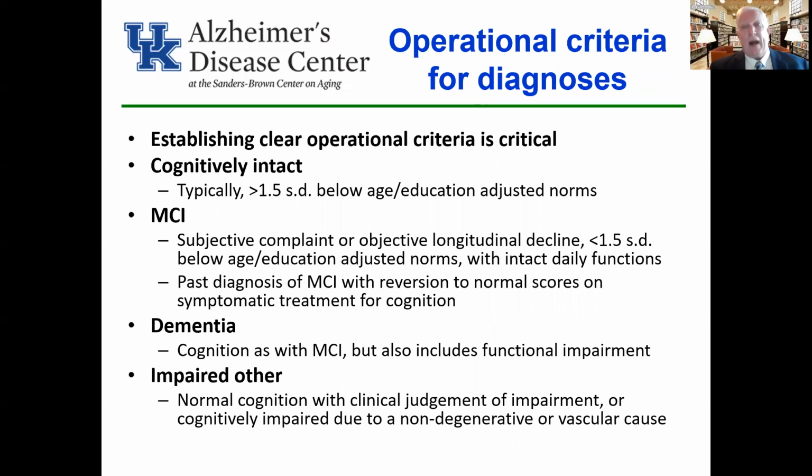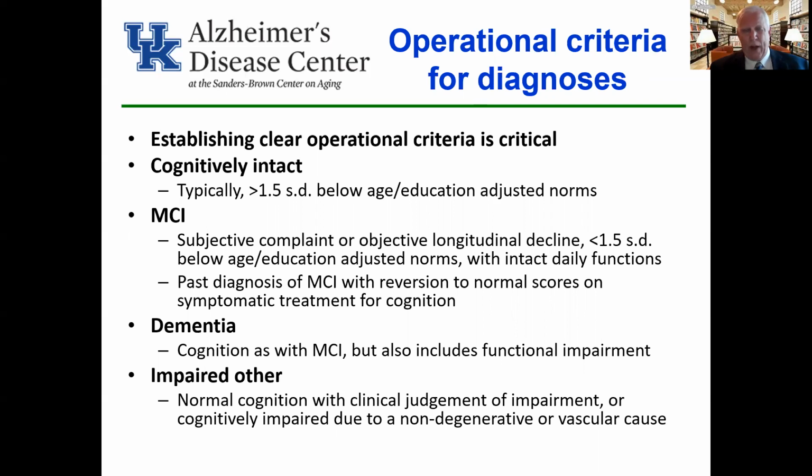Of course, having operational criteria for your diagnoses is critically important. So we use clear-cut operational criteria according to the National Institute on Aging and Alzheimer's Association categorization of Alzheimer's type dementia. Cognitively intact individuals frequently are scoring no greater than 1.5 standard deviations below their age and education adjusted norms.